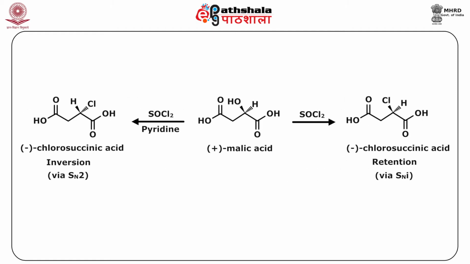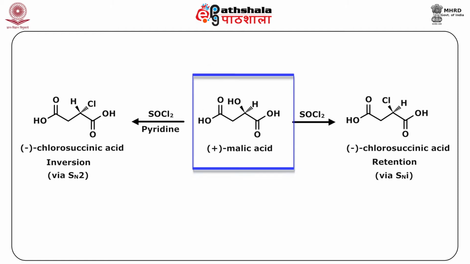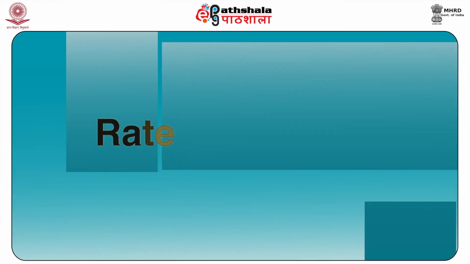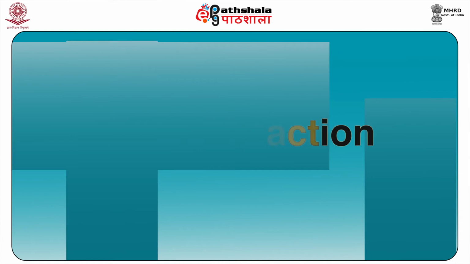See, another example we are going to take here for the SNi is that of plus, that is the sign of rotation, malic acid. Now you can see here, in the presence of pyridine, it follows the normal SN2 path as expected. However, in the absence of pyridine, in the presence of thionyl chloride, it is going to follow the SNi mechanism, and the product is going to be with the retention of configuration because of the internal attack which is there. Now let us study the rate of SNi reaction.